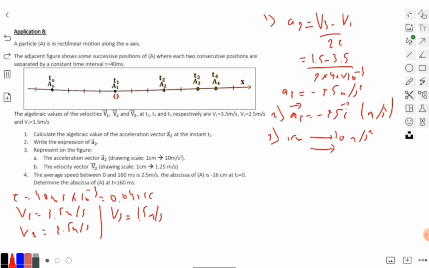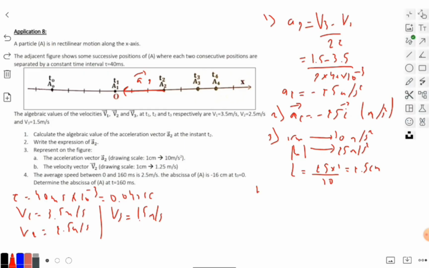The absolute value of the acceleration is equal to 25 meters per second squared. We must calculate the length to represent it. So L equals 25 times 1 over 10, which is equal to 2.5 centimeters. So we draw a vector in the direction opposite to the x-axis from point A2, of 2.5 centimeters. So this is a2 vector.